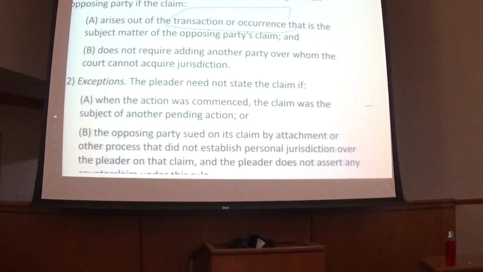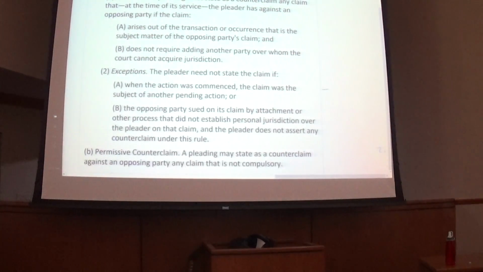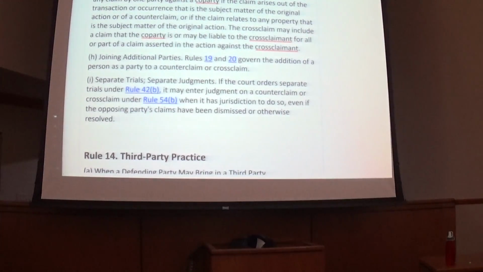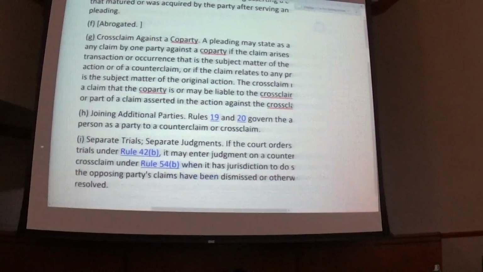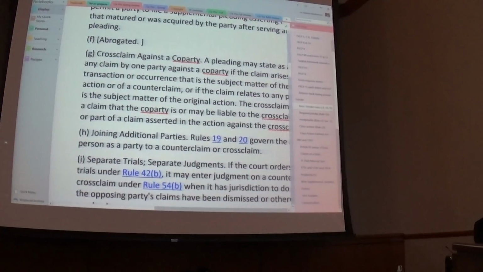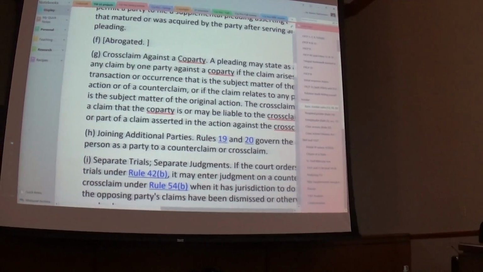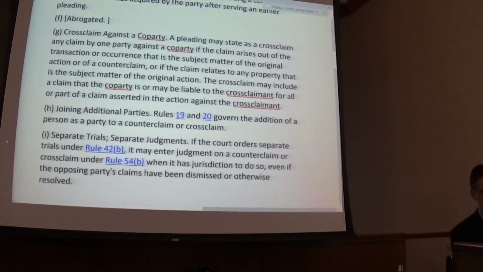Let's move on. Let's talk about cross-claims under G. I'll highlight here. Yeah, one pen. This pen. There we go.